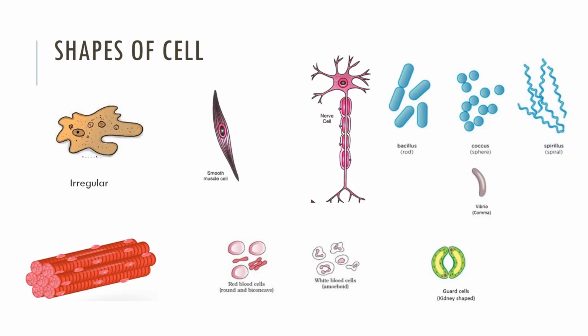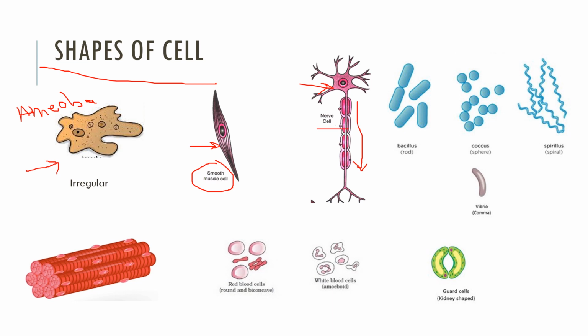Now these are the shapes of cells. There are a few shapes of cells. First, this is the irregular shape. You can see the cell is irregular in shape. The example for the irregular cell is amoeba. So this is the spindle shaped cells. The example is smooth muscle cell, and these smooth muscle cells are present in humans. And this is the cell body, and this is the long fiber. Here the example is nerve cell, that is neuron.